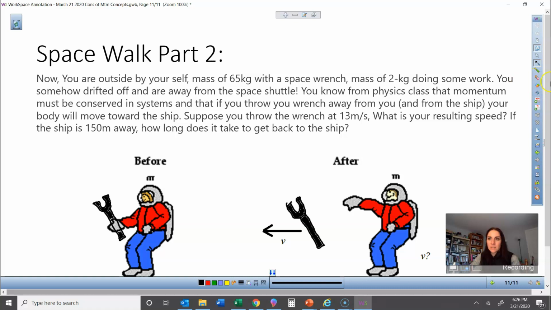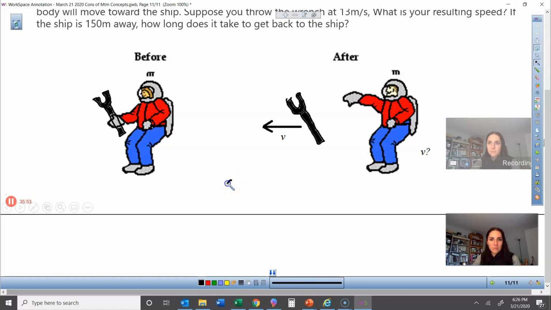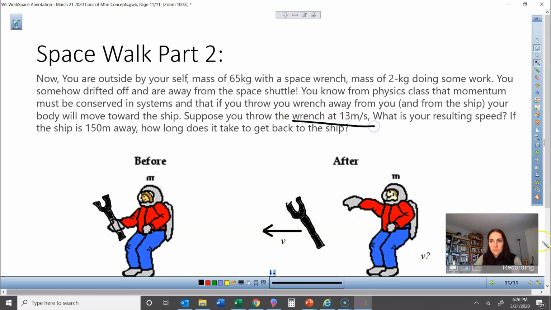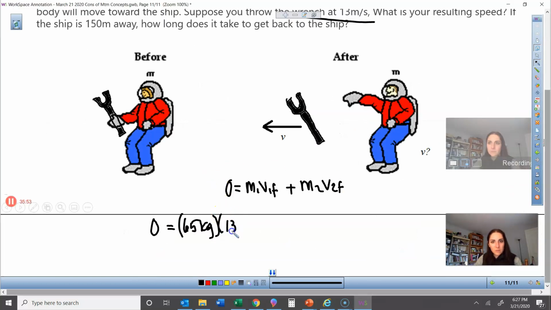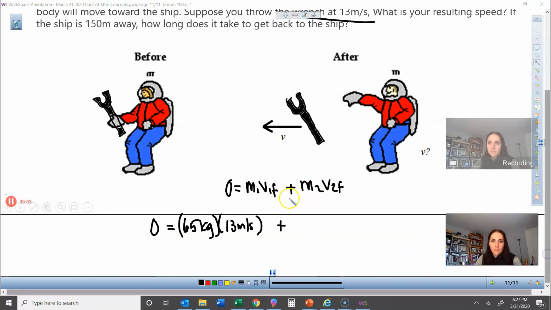Okay. This is an explosion. I hope you noticed that because you start off together and go separate. So I have 0 is equal to m1 v1f plus m2 v2f as such. So it will look like this. m1 is 65 kilograms. Now I throw this wrench at 13 meters per second to the right. And then the mass of the wrench is 2, right? Yeah, the mass of the wrench is 2. And we're looking for v1f.